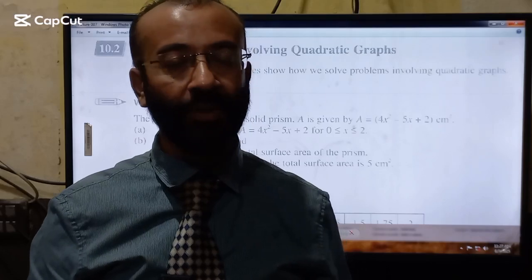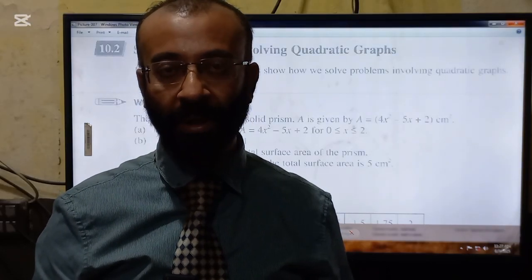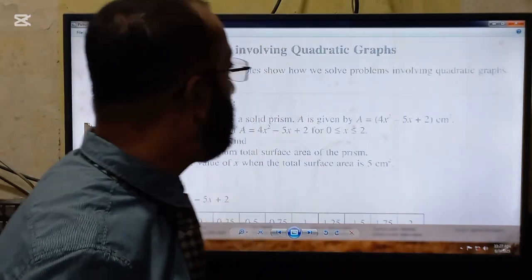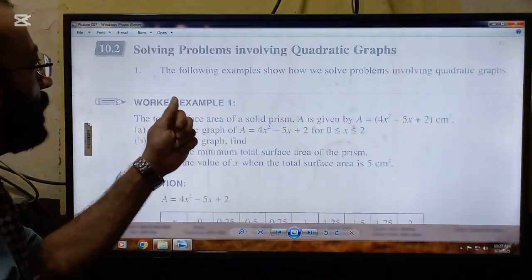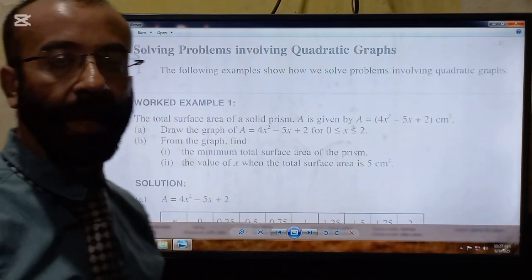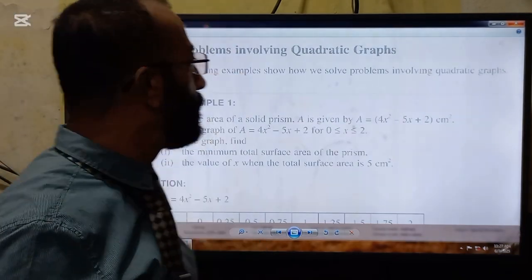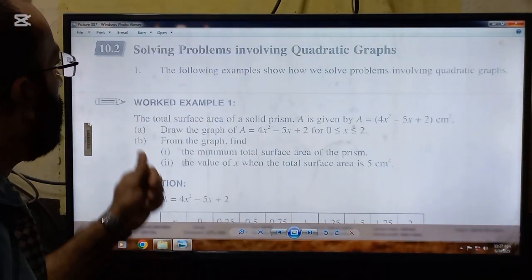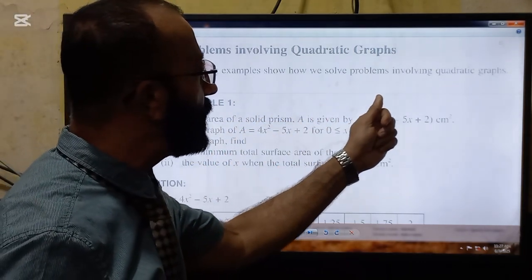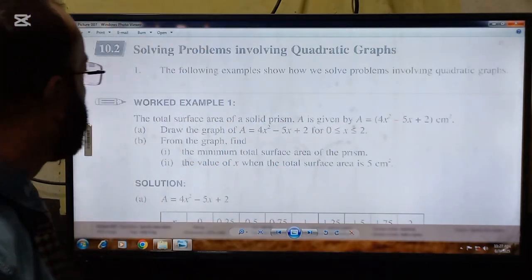Good morning, students. Today we are going to study another important topic in quadratic graphs, and the topic is solving problems involving quadratic graphs. So this is the second lecture on quadratic graphs. Concentrate yourself. The following examples show how we solve problems involving quadratic graphs.